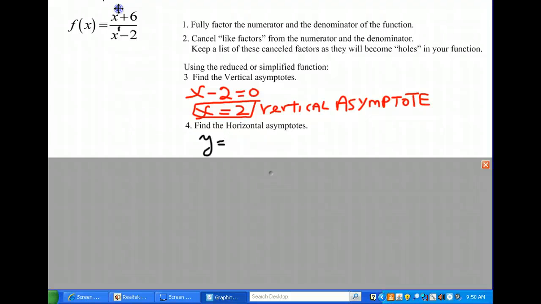and notice that the leading coefficient of our first term is 1 in the numerator, and it's 1 in the denominator. And so we get y equals 1 over 1, and that's going to be equal to 1. And that is the equation of our horizontal asymptote. y equals 1 is our horizontal asymptote.